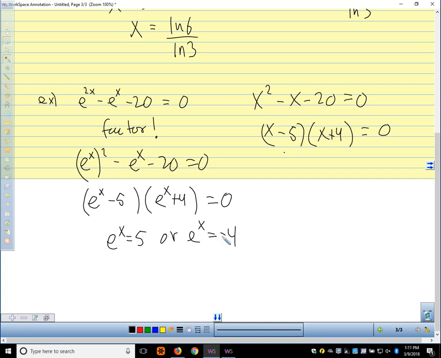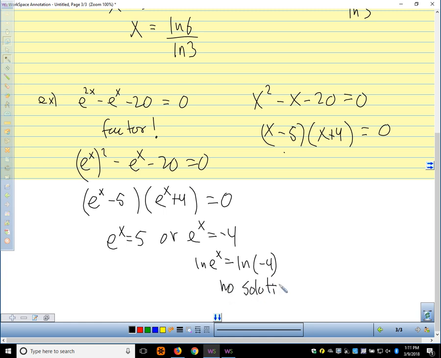What's the problem here? e^x is never negative, right? Our range for the exponential function is y greater than 0. If we didn't see that, if we took the natural log of both sides, natural log of negative 4, what's the domain of the logarithmic function? Error. x has to be greater than 0. This is no solution.